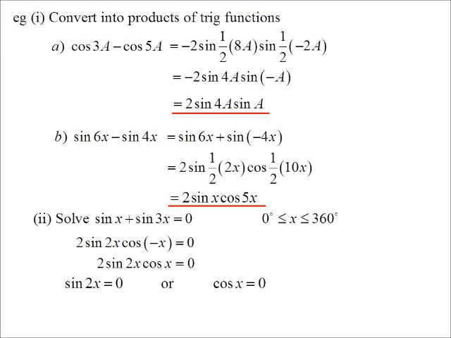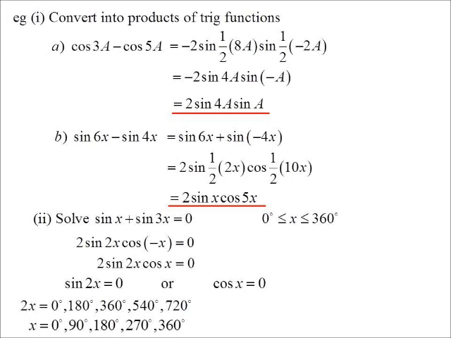So we get our possibilities. 2x could be 0, 180, 360, 540, 720, which gives me possibilities for x of 0, 90, 180, 270, 360. Cos x equals 0 gives me 90 and 270. Oh, I already had those answers anyway. So therefore my final answer is 0, 90, 180, 270, 360.